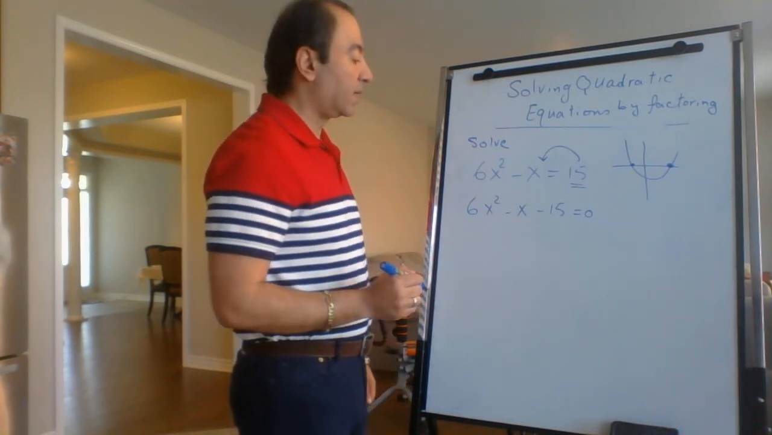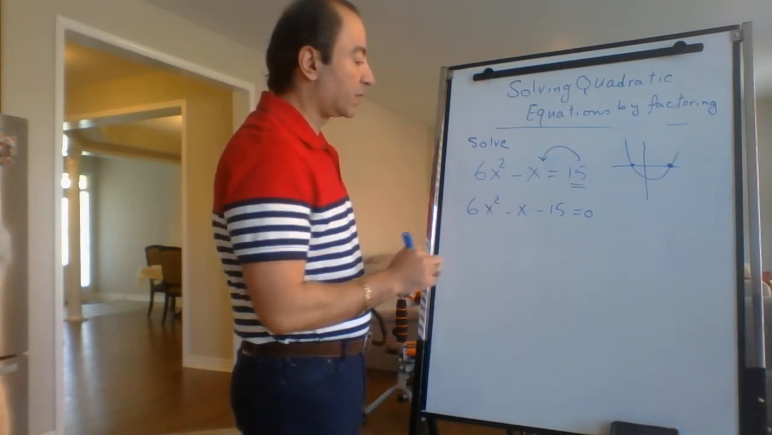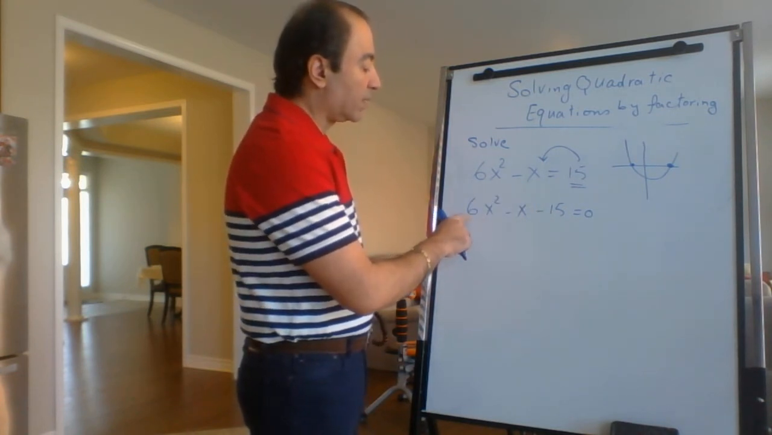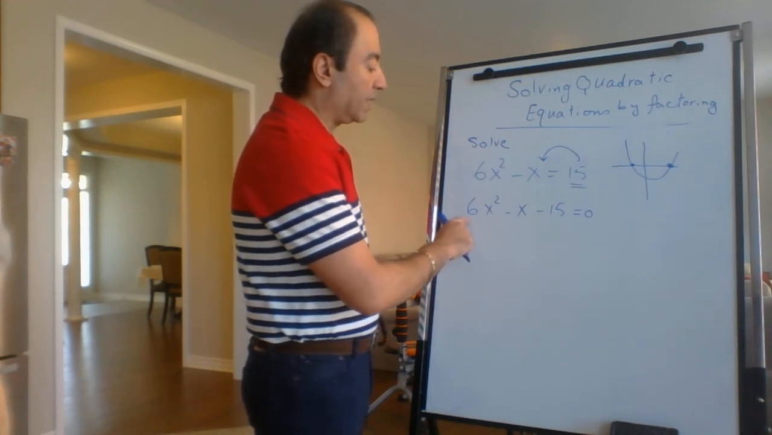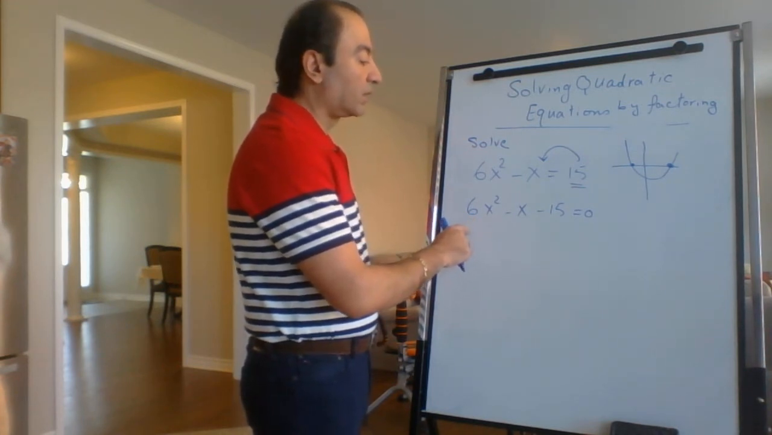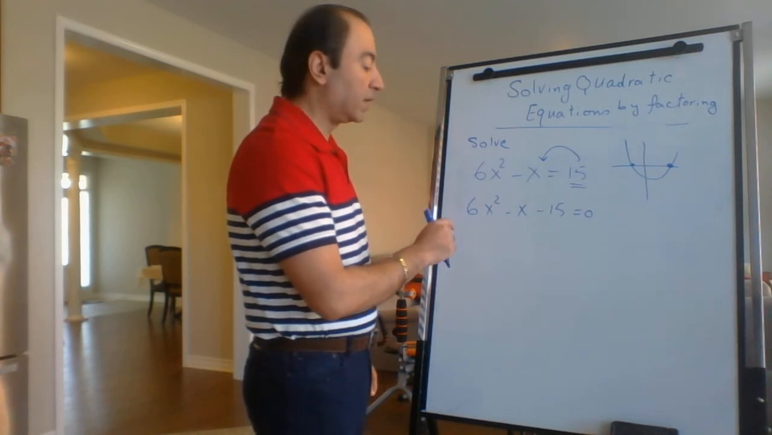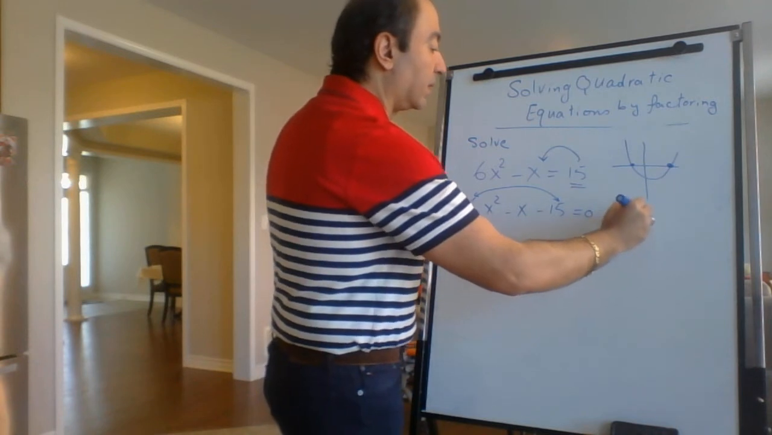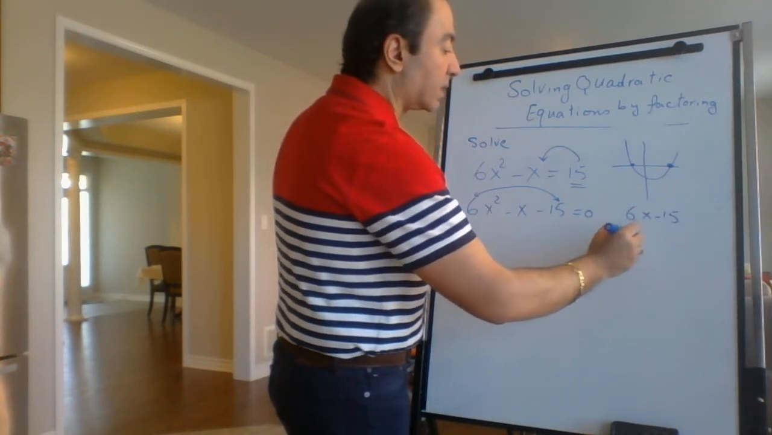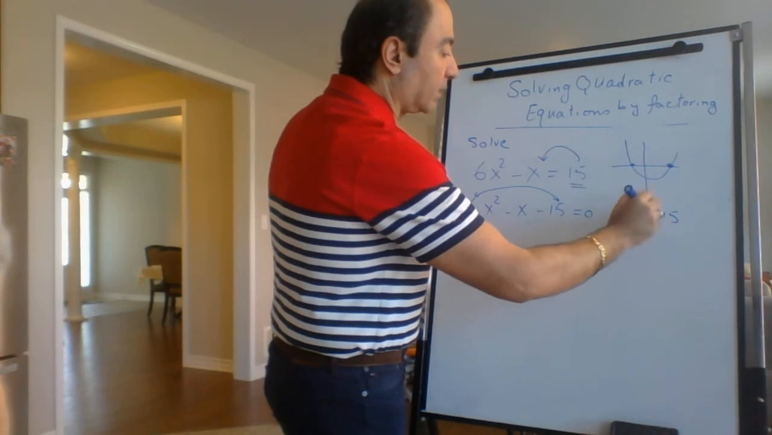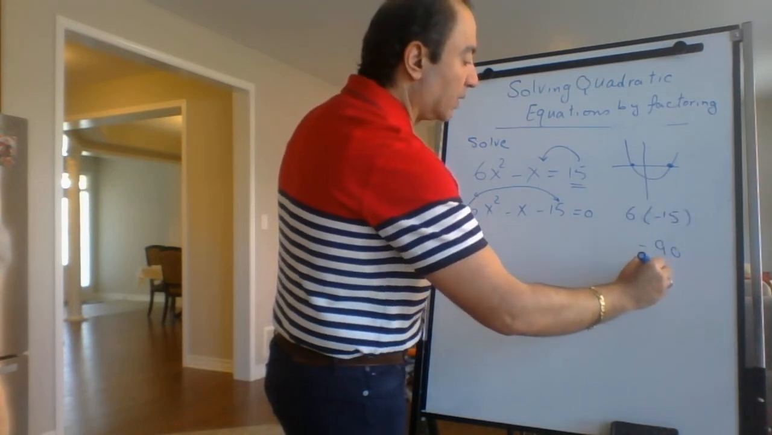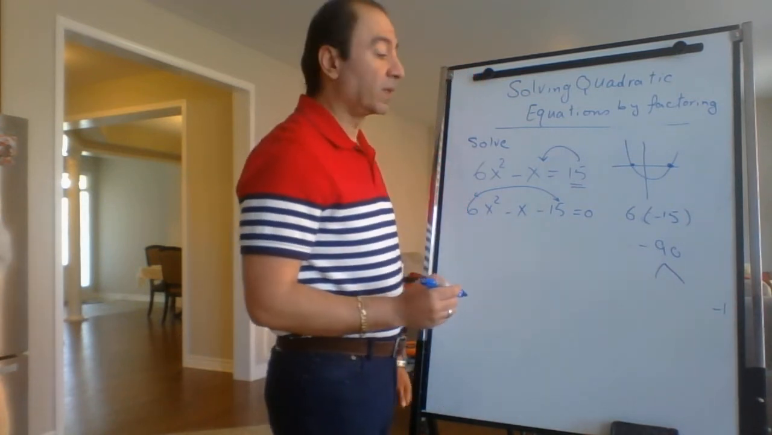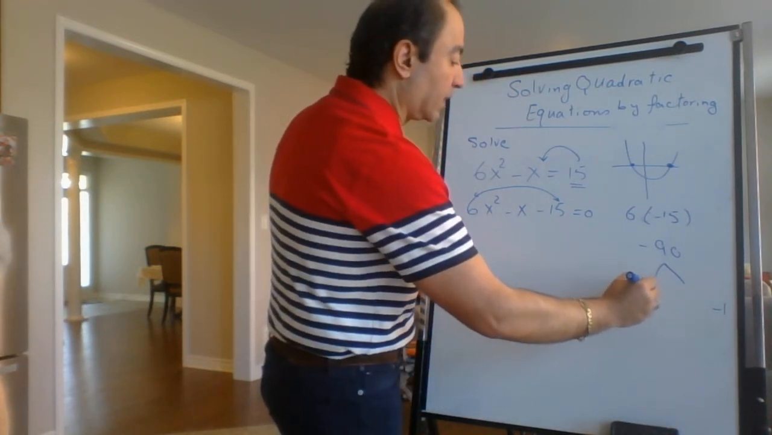Okay, now I can start to factor this. The first step, is there anything common? No. Is this a perfect square? 6 is not a perfect square. A equals 1? No. So what do I have to use? Yes, the last resort, the AC method. So we multiply the A and the C. So 6 times negative 15 is negative 90. We need to think of two numbers that multiply to negative 90 and at the same time add to negative 1. So yes, negative 10 and positive 9.